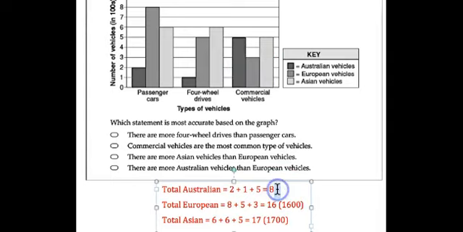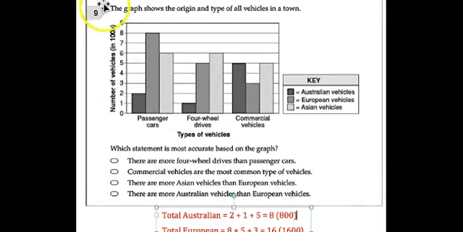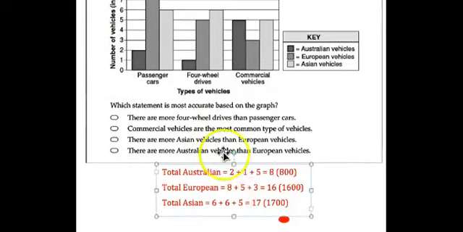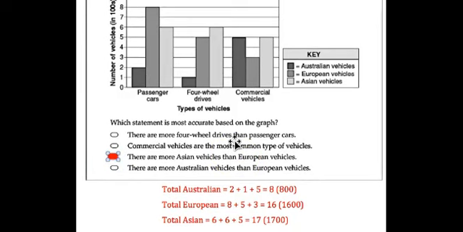And the Australian one, actually, if we added those heights, the 8 represents 800, because you need to look at the scale on the graph. It says number of vehicles in hundreds. So therefore, there are more Asian than European vehicles, and that looks to be correct. Yes, there are. So that's the third response there, that there are more Asian vehicles than European ones.